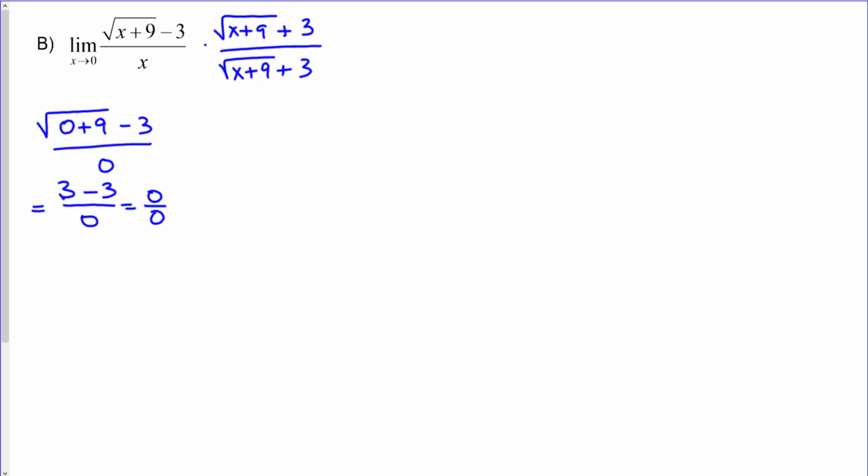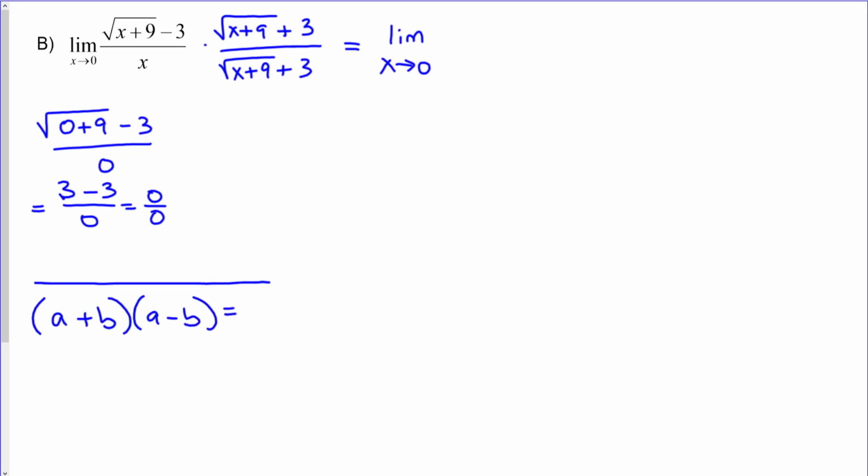The reason that you might do that is because of the difference of squares. So in this case, the difference of squares is set up. So let me come down here and I'll do that. So in the difference of squares, you have a plus b times a minus b. If you FOIL this out, it becomes a squared minus b squared.